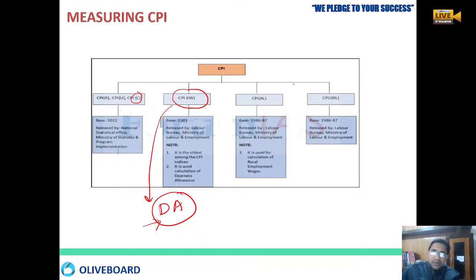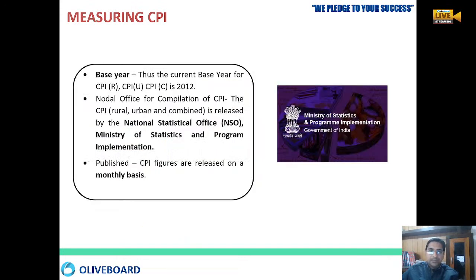Then CPI agriculture labor, meaning those people who are working in the rural areas, people working in MGNREGA, right? Mahatma Gandhi National Rural Employment Guarantee Scheme. तो उनके पैसे कब बढ़ेंगे, वो महंगाई के हिसाब से इससे चेक किया जाता है, CPI agriculture labor. Then CPI rural. So this is for the rural areas, right? So these are the four types of CPI that are being calculated.